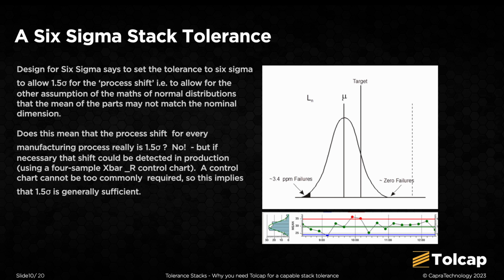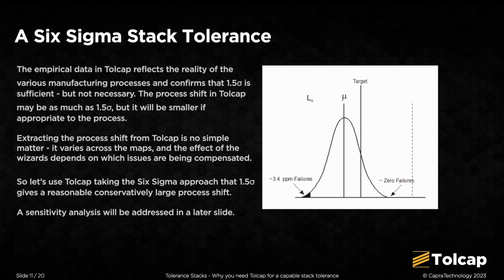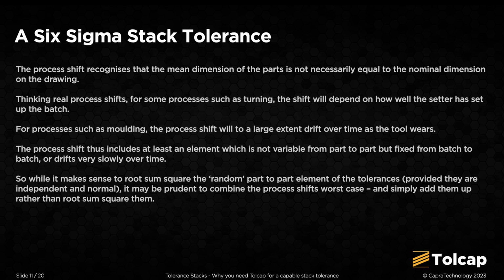It's actually derived from the cunning of the manufacturing people. The shift should be less than 1.5 sigma, but if necessary, a shift any greater than that could easily be detected by a standard 4-sample X bar R control chart. A control chart can't be too commonly needed, so this implies that 1.5 sigma is generally more than sufficient. The process shift recognises that the mean dimension of the parts is not necessarily equal to the nominal dimension on the drawing. How does that come about?